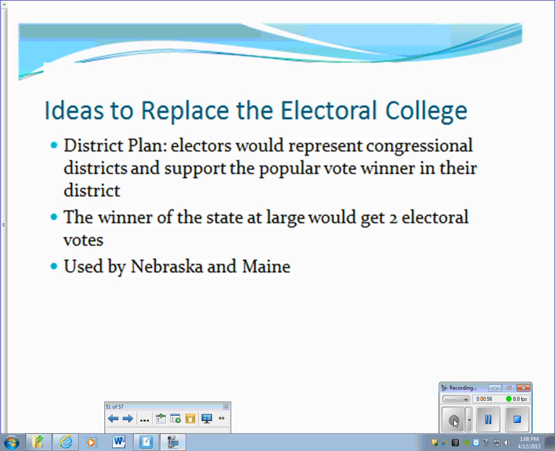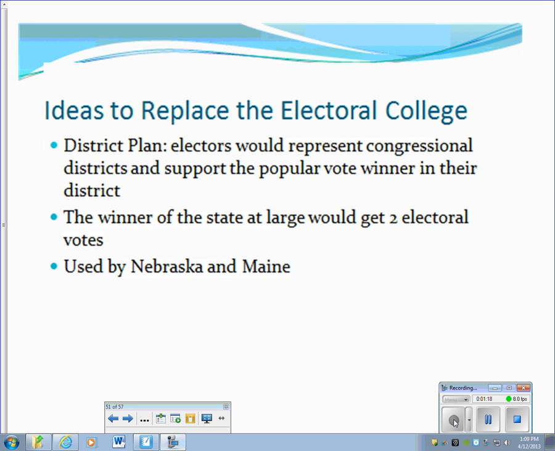The way it would work is that the electors would represent congressional districts, and whoever wins the popular vote in that congressional district would get one electoral vote. So instead of winner take all in the state, you'd only get an electoral vote for the district that you won. If you won the state at large, you'd get 2 electoral votes. Maine and Nebraska currently use this.